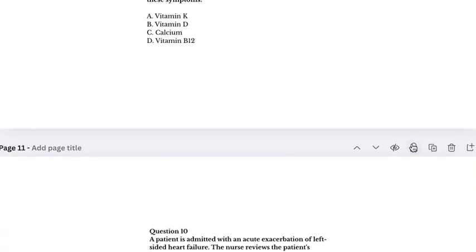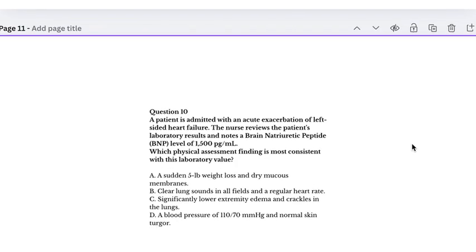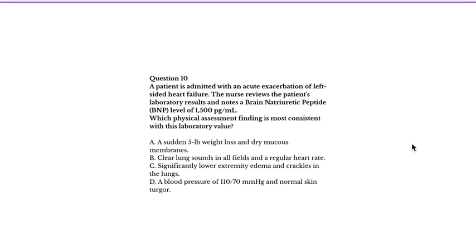And let's go to question number 10. A patient is admitted with acute exacerbation of left-sided heart failure. The nurse reviews the patient's laboratory results and notes that the BNP level, which is the brain natriuretic peptide, is 1,500. Which physical assessment finding is most consistent with this laboratory finding?